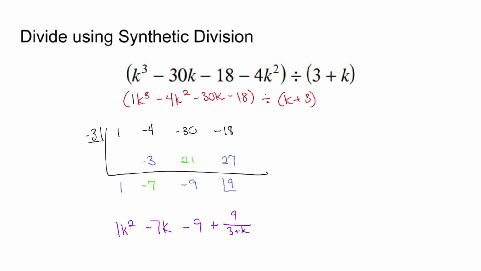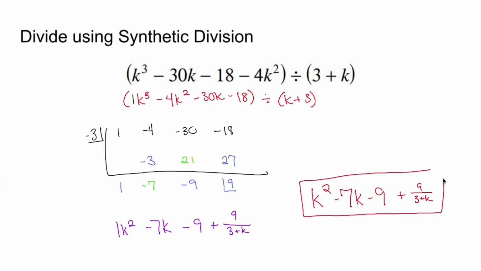So if I wanted to, I can rewrite this out as this, because 1k squared is useless. K squared minus 7k minus 9 plus 9 over 3 plus k, k plus 3, it's all good, it's all the same. That's going to be our answer, and we are going to be done.